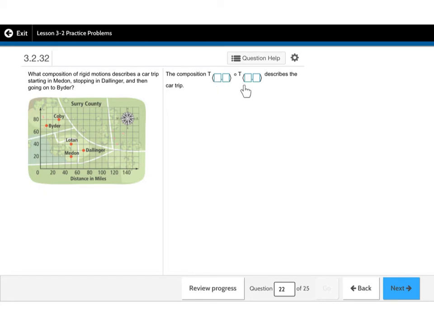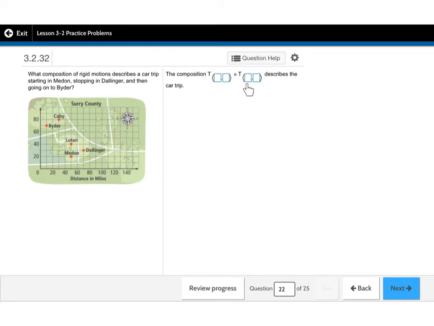When we're writing out our answer, we have to remember that in a composition of translations, or a composition of rigid motions, when it's written with the small circle in the middle between the two transformations, the second transformation is what's happening first. So this second transformation is actually describing the car going from Medan to Dallinger, still going from here up to there.